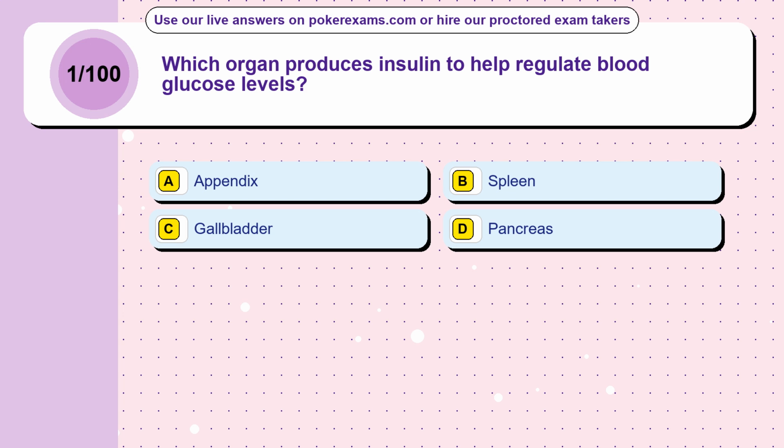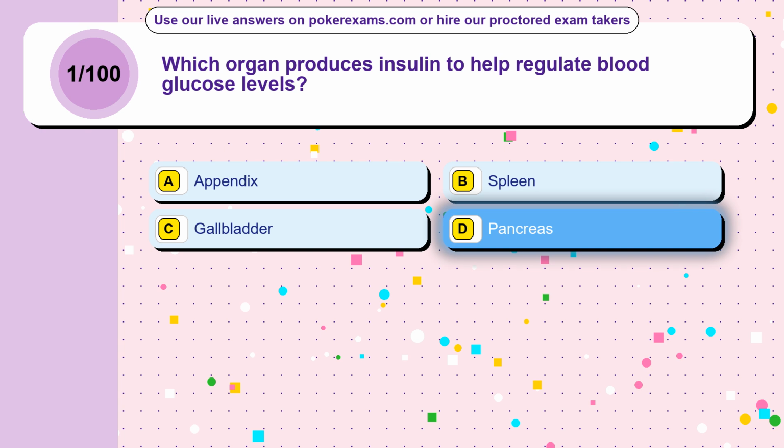Question 1. Which organ produces insulin to help regulate blood glucose levels? Option A, appendix. Option B, spleen. Option C, gallbladder. Option D, pancreas. The correct answer is option D, pancreas.